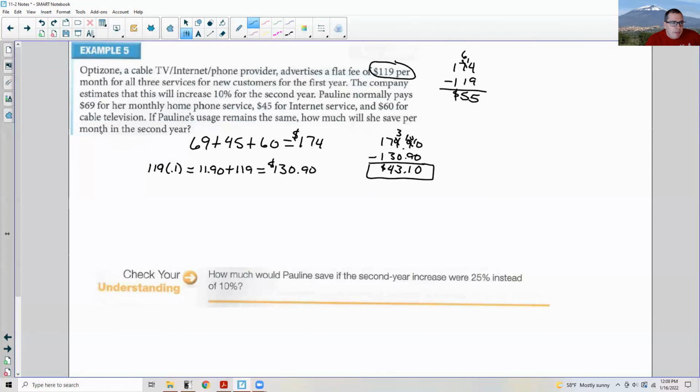How much will she save per month in the second year? First year, she saved $55. Second year, she saved $43.10. She should definitely go with Optizone.